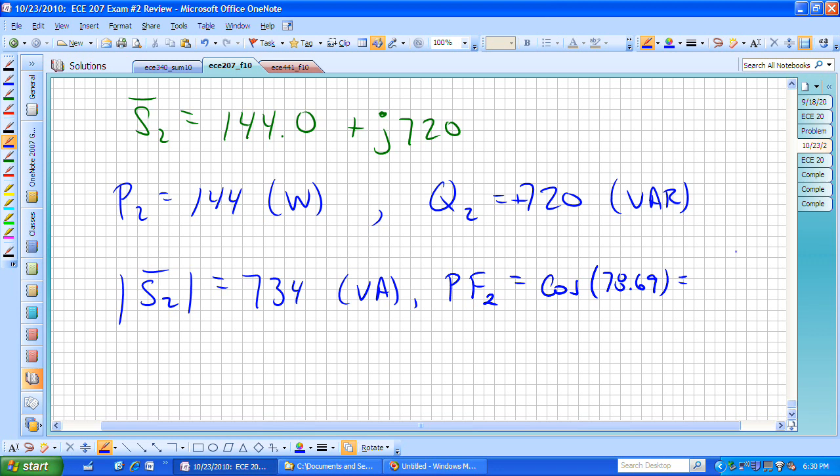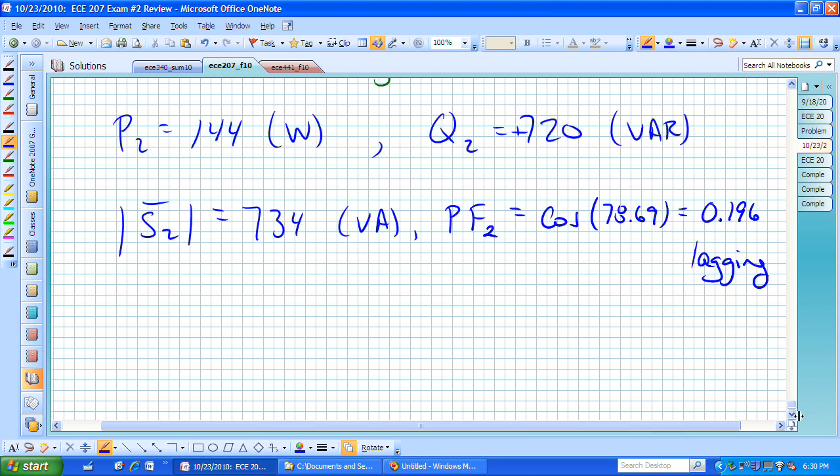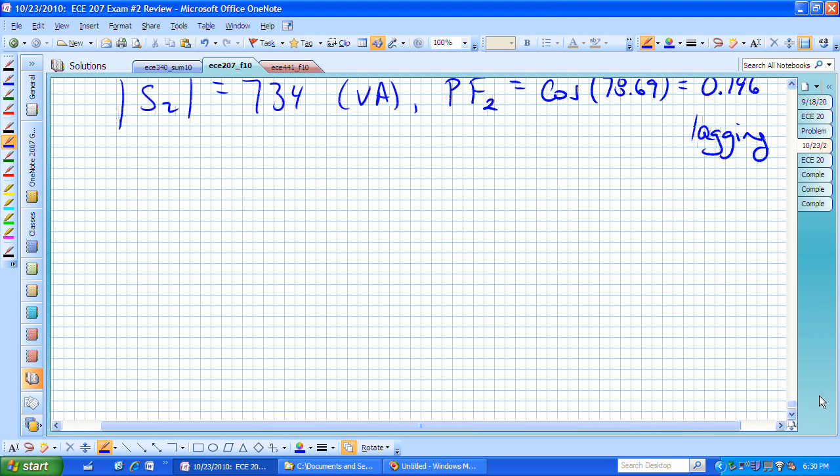And our power factor for load number 2 is the cosine of the angle, which was 78.69, and that's 0.196. Because of the positive angle, that was a lagging power factor. That's part 2 of the problem.